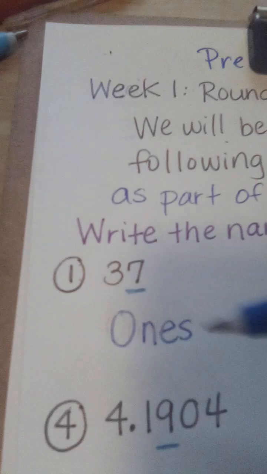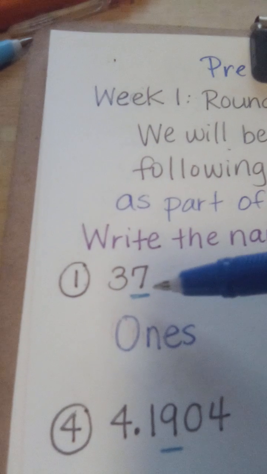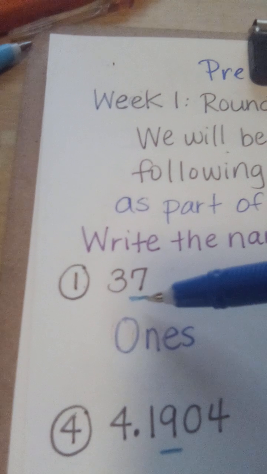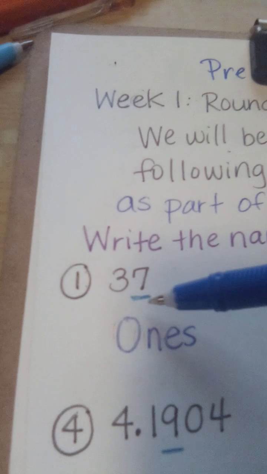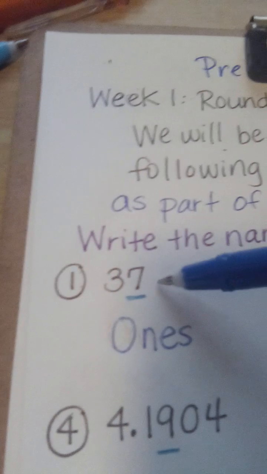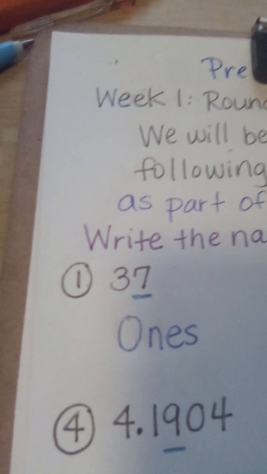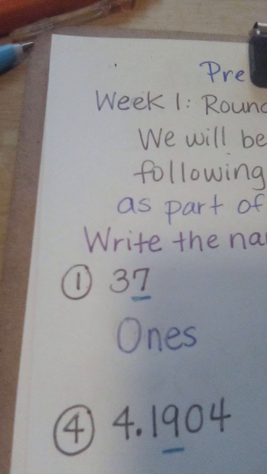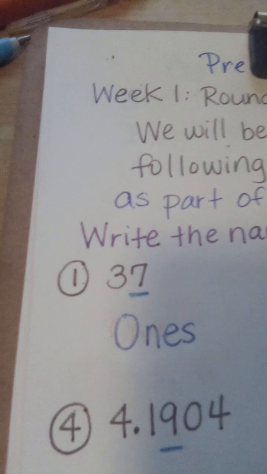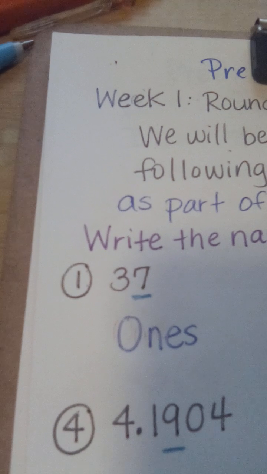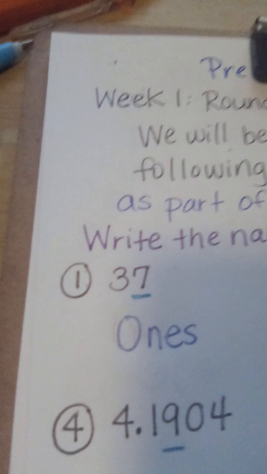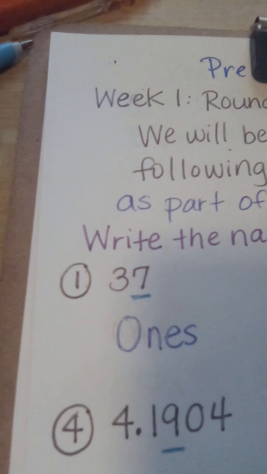Ones place, actually. So when you see this, look at the number highlighted, underlined, and then in this case we have 7 is on the ones place. So far, so good. Okay. Any questions? All right, let's move on to number 2.